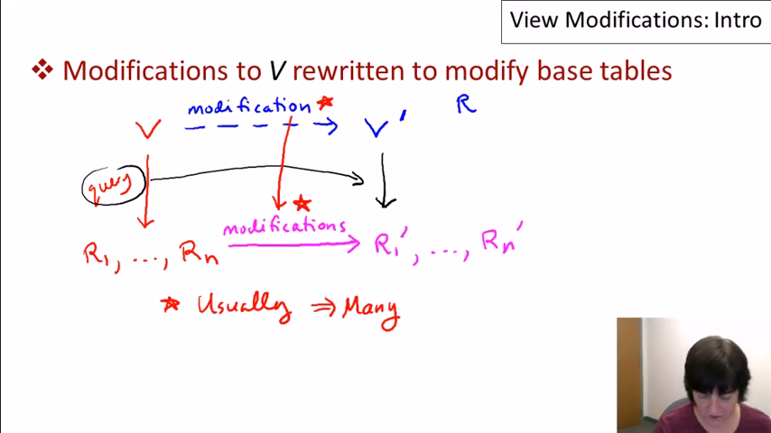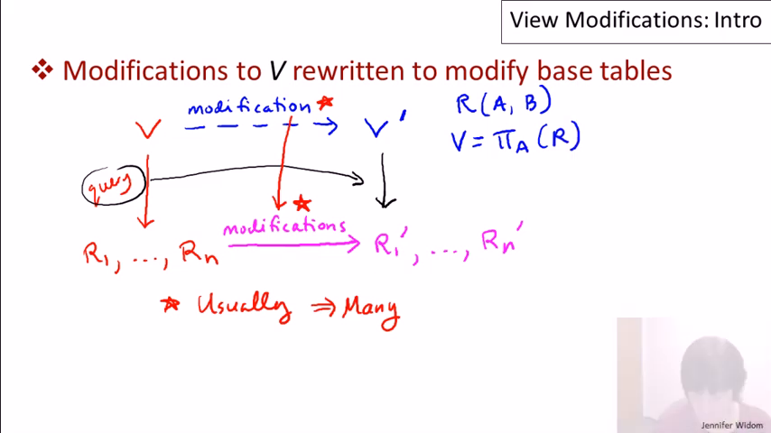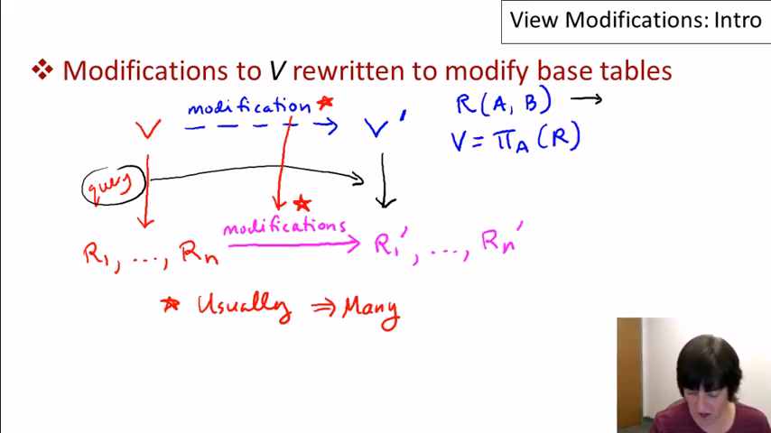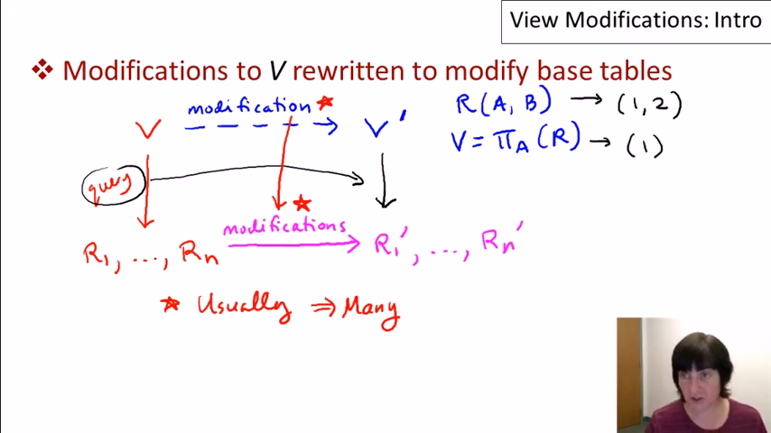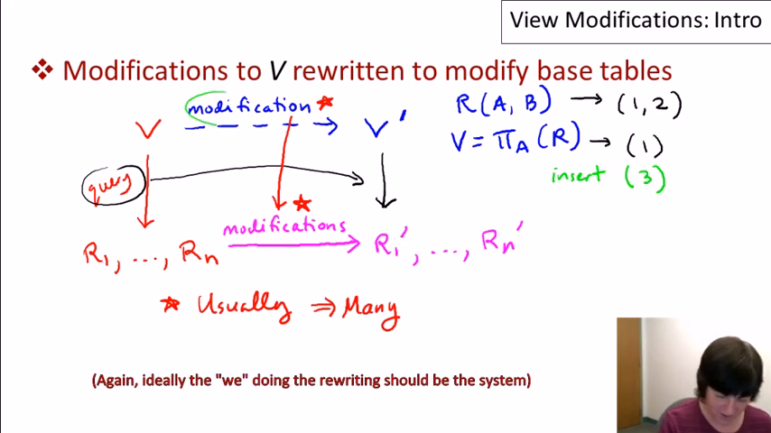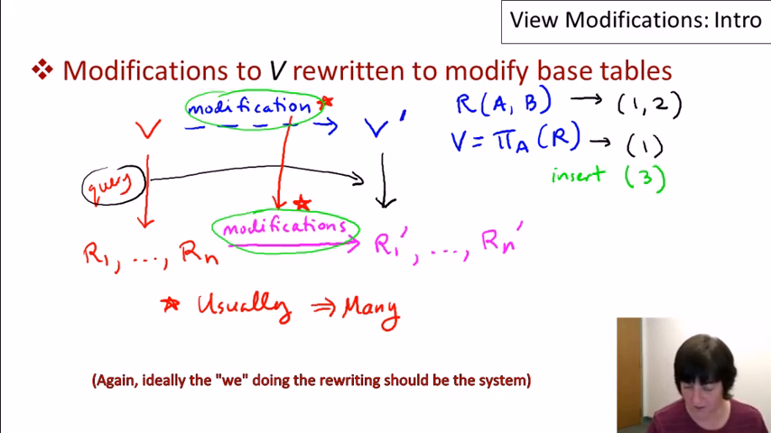Let's suppose that our relation R has two attributes A and B, and our view V is defined as the projection on A of R. Let's say that our current contents of relation R are just one tuple, the tuple 1, 2. In that case, the current contents of our view V are just the tuple 1. Now let's say the user comes along. It's a user who is operating on the database through view V, and they say insert into view V, please, the tuple 3. So we need to translate that insertion into insertion or some modification on the base tables so that the view will, when we're done, contain the tuples 1 and 3.